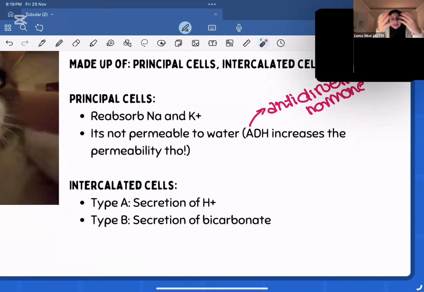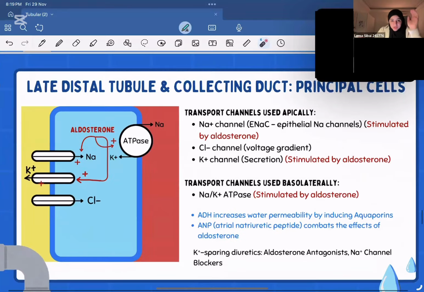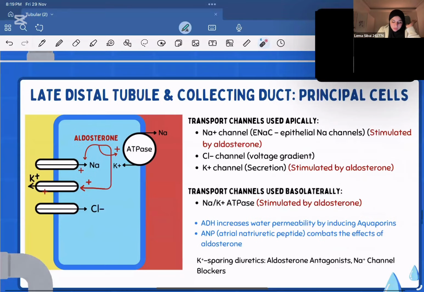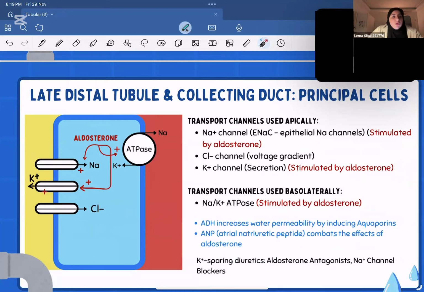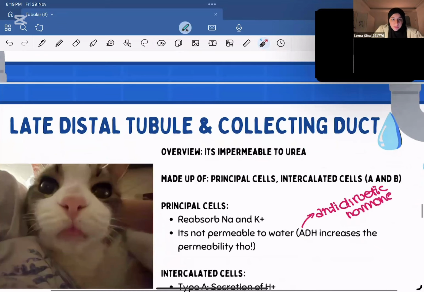And so this is how this specific cell is more in charge of acid-base balance, but I'm still going to go over it. Okay, so this is really cool, but this is the late distal tubule collecting duct. This is the principal cells that we just talked about. What is not regulated unless hormones act on them? Okay, late distal tubules are regulated. They're regulated by hormones.